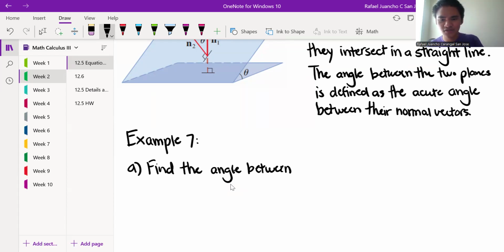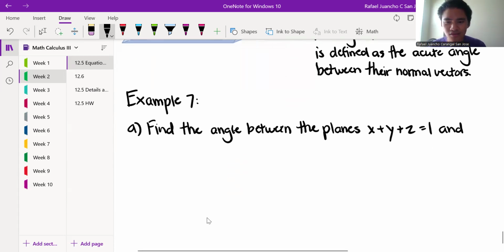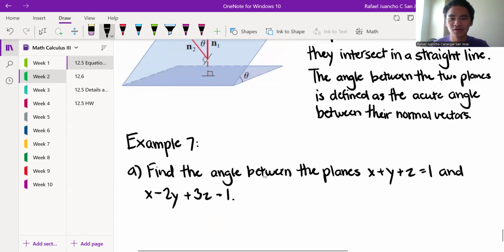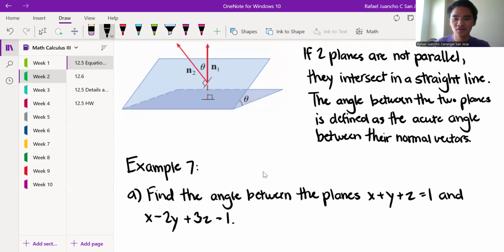Between the planes x plus y plus z is 1. And the other one, x minus 2y plus 3z, which I'm assuming is 1, right? Yeah. So how do we do that? How do we find their angle?